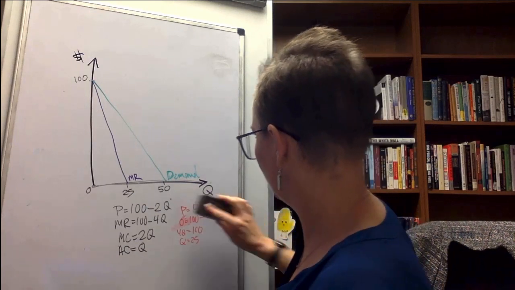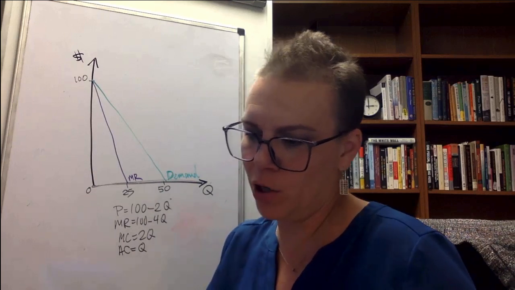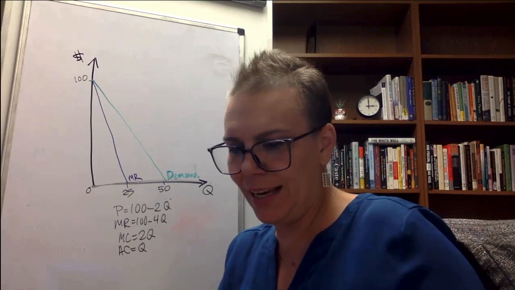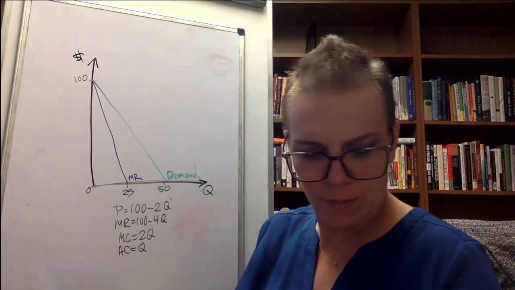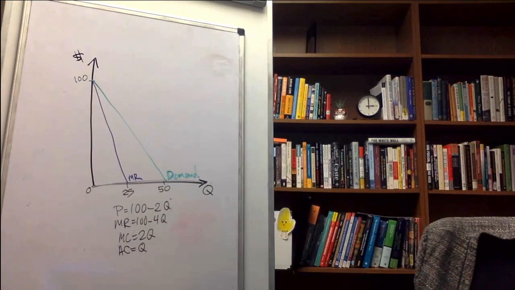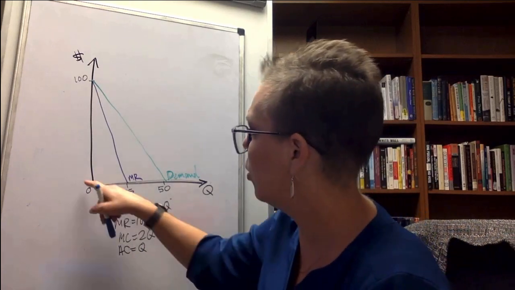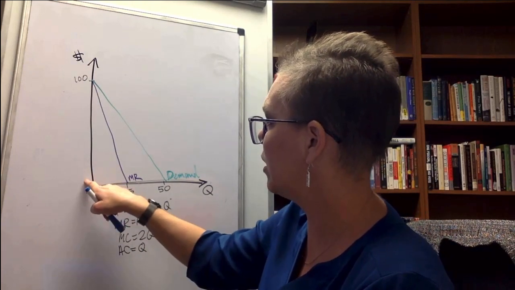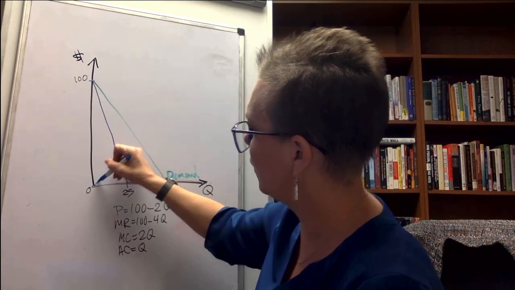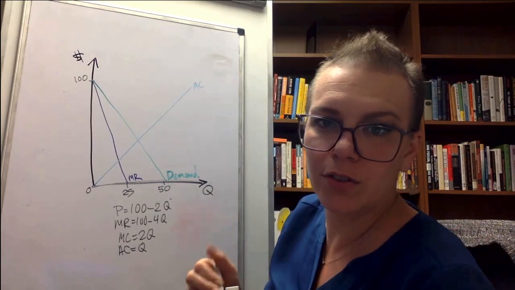Okay. Moving along, now we want to do average variable cost and marginal cost. Average cost is going to be a line out of the origin. That's because average cost is equal to Q. So if Q is 1, average cost is 1. If Q is 25, average cost is 25. So it's going to be a 45-degree angle line out of the origin. That's our average cost curve.